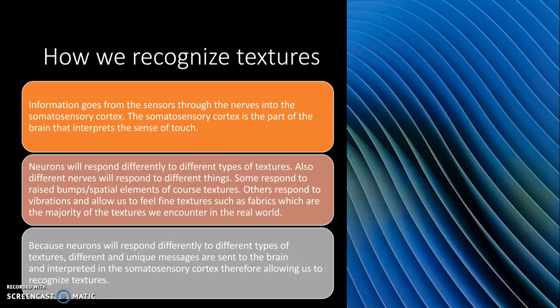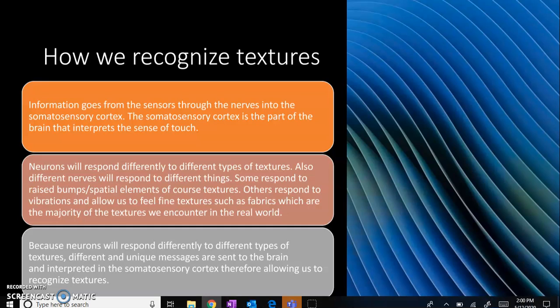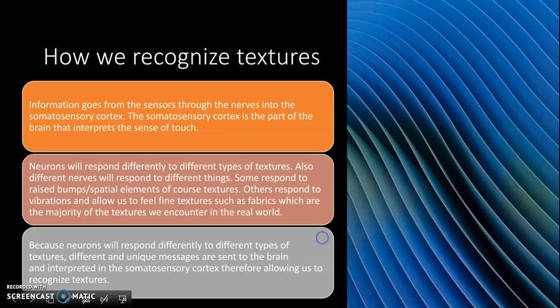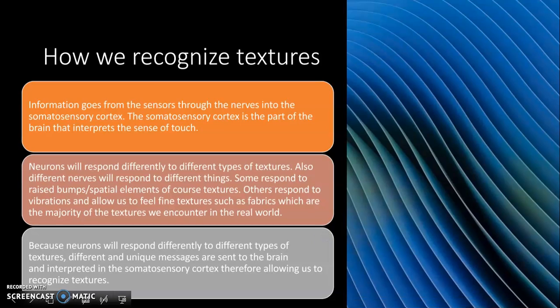First off, information goes from the sensors through the nerves into the somatosensory cortex. The somatosensory cortex is the part of the brain that interprets the sense of touch. So neurons will respond differently to different types of textures. Also, different nerves will respond to different things. Some respond to raised bumps, spatial elements, and textures. Others respond to vibrations and allow us to feel fine textures such as fabrics, which are the majority of the textures we encounter in the real world.